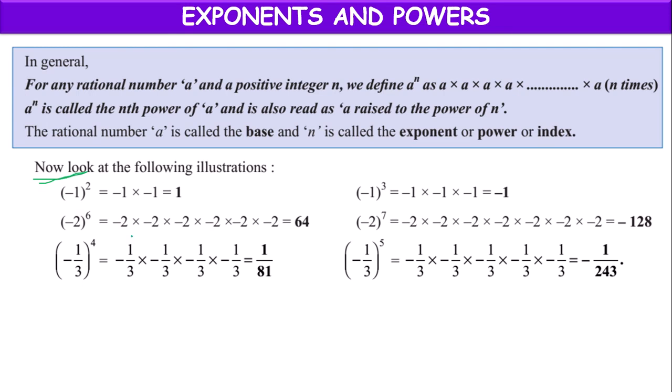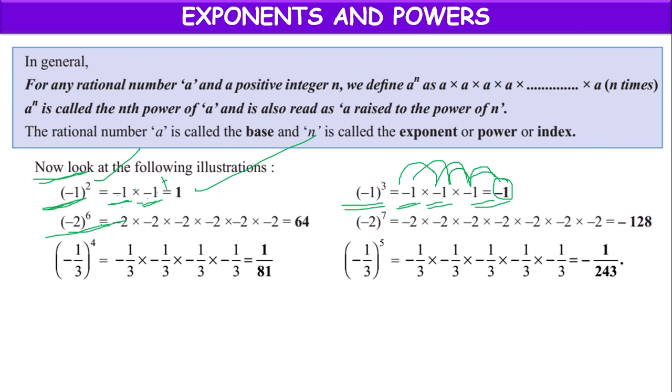Now look at the illustration, children. Minus 1 whole square means minus 1 multiplied by itself 2 times. Minus 1 into minus 1: minus into minus is plus, 1 into 1 is 1, so the answer is plus 1. Minus 1 whole cube: minus 1 into minus 1 into minus 1. Minus into minus is plus, plus into minus is minus. 1 into 1 is 1, so the answer is minus 1.